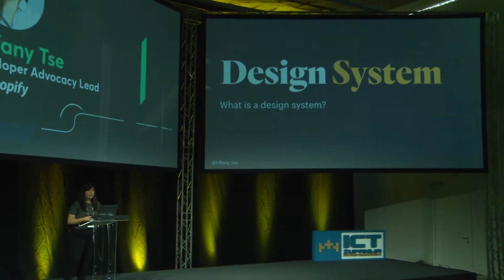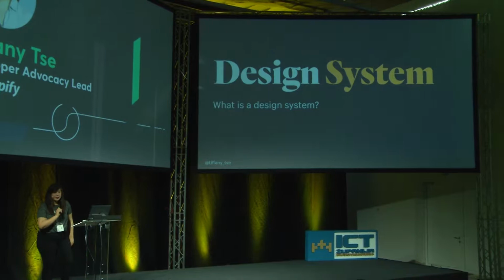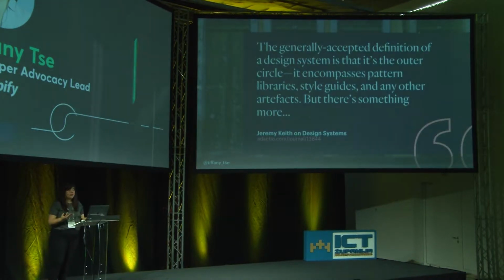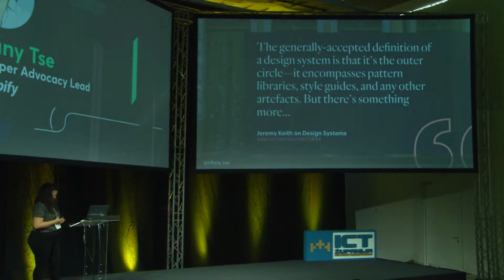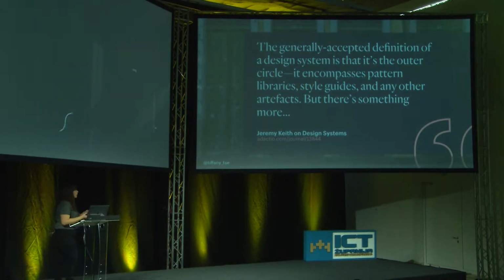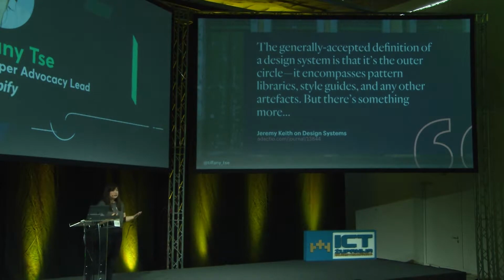So what's a design system? A lot of you guys are developers here, so I'm just going to tell you. Jeremy Keith summed it up really well when he said, the generally accepted definition of a design system is that it's the outer circle. It encompasses both pattern libraries and style guides, which you guys are probably really familiar with, as well as any other artifacts, right?